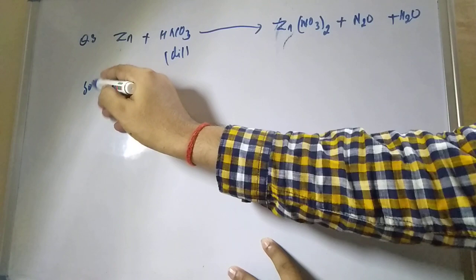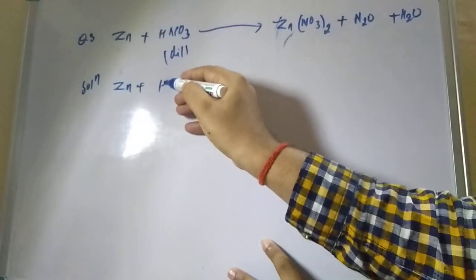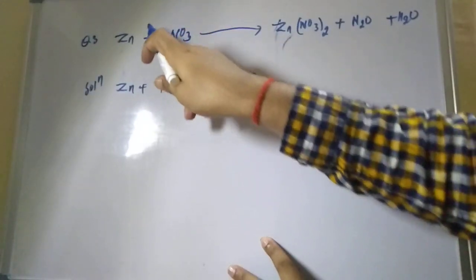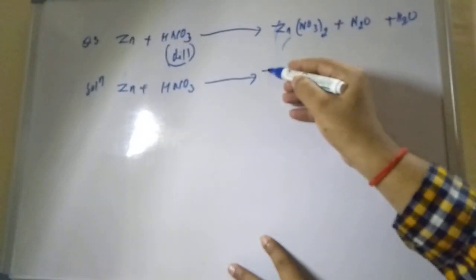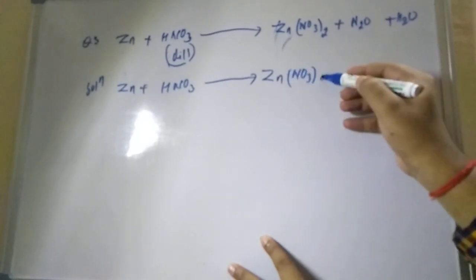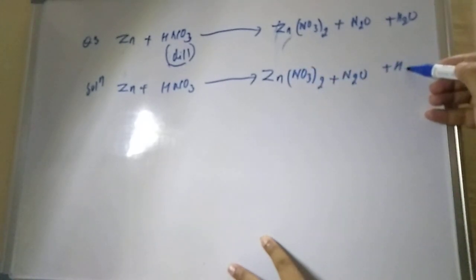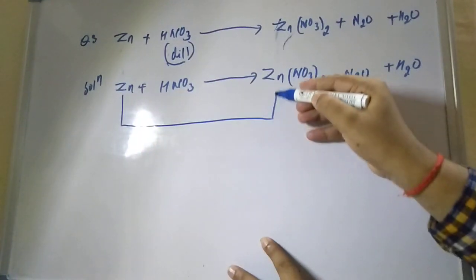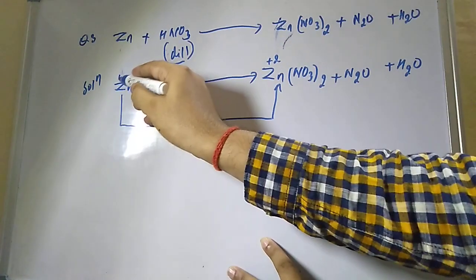Now I am going to do the solution, students. So here you see Zn plus HNO3. I am not writing dilute here, keep in mind this is dilute only, plus what it will give, Zn(NO3)2 plus N2O plus water. Now zinc to Zn(NO3)2, how much? Here plus 2 is there, and here is 0.